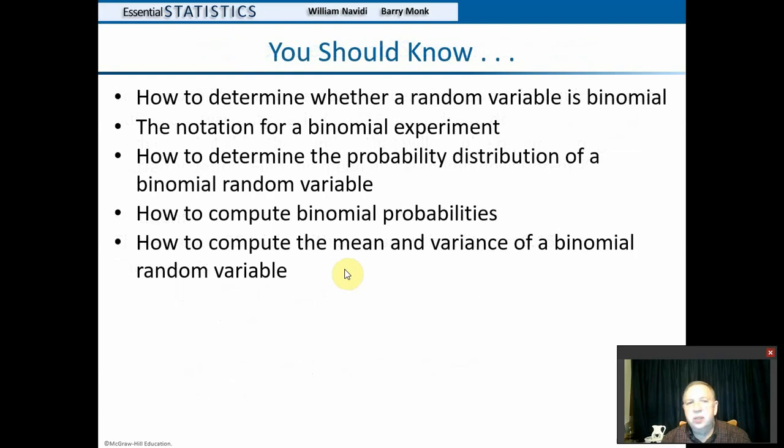So these are the things that we talked about: how to determine whether a random variable is binomial, with constant probability across all the trials and a set number of trials, and then we go through and count those. The notation for a binomial experiment, how to determine the probability distribution of a binomial random variable, how to compute binomial probabilities, and then how to compute the mean and variance of a binomial random variable. So go back and review. I hope you found this useful, and we'll see you next time.